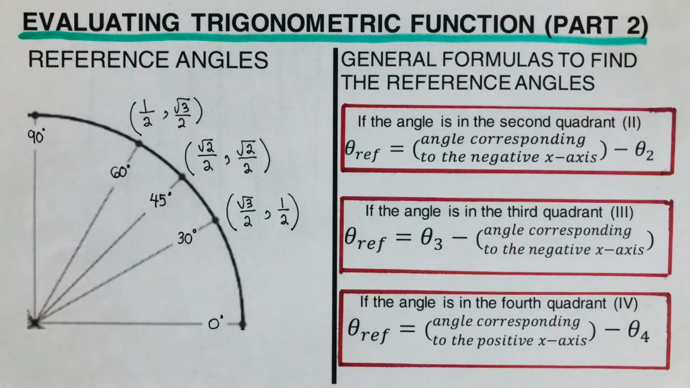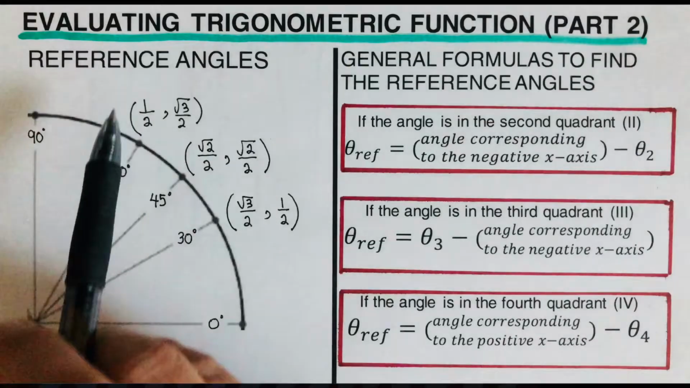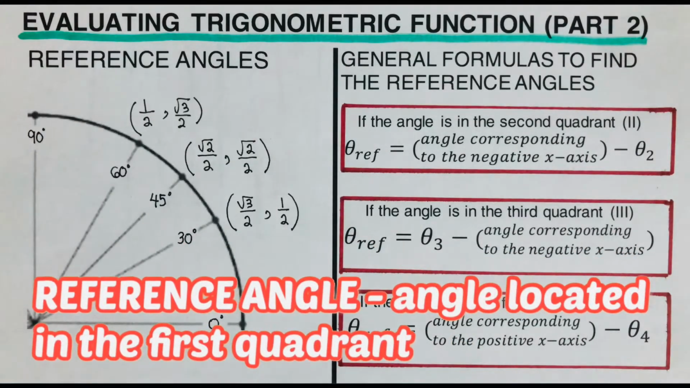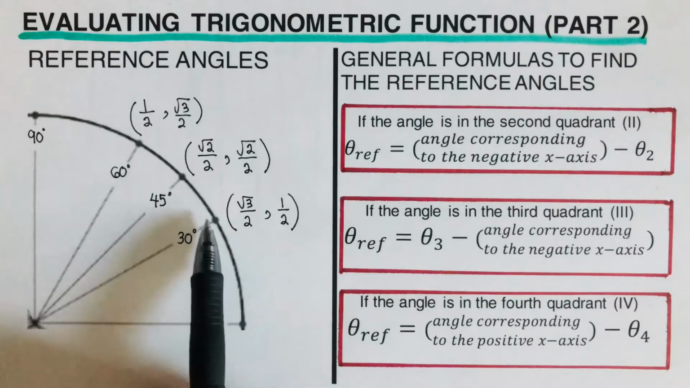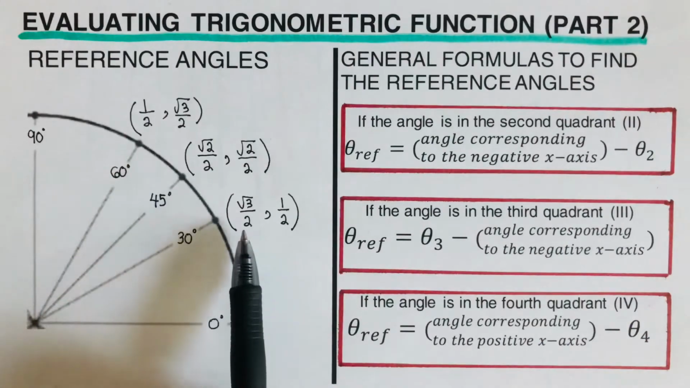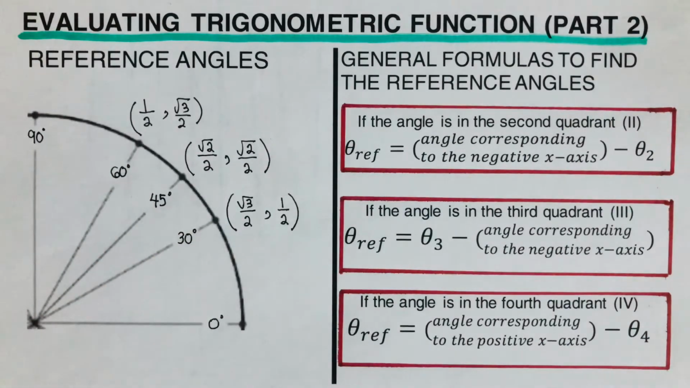Before we get into some of the examples, let's review some important information about evaluating trigonometric functions. First, we remember that reference angles are angles located in the first quadrant. I cut this piece from the unit circle, and it is located in the first quadrant. As you can see, there are coordinates for each of the angles, and these coordinates give us very important information about the angle.